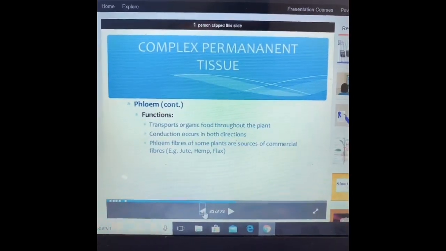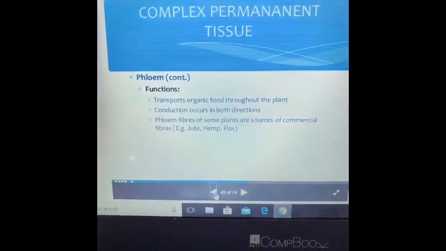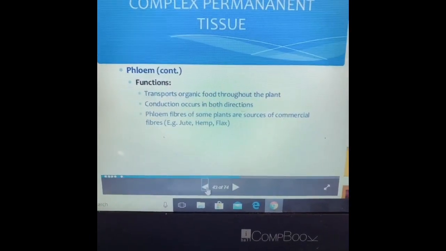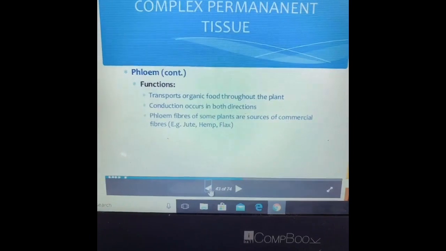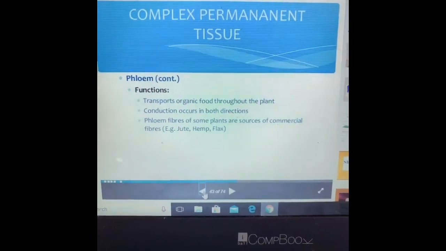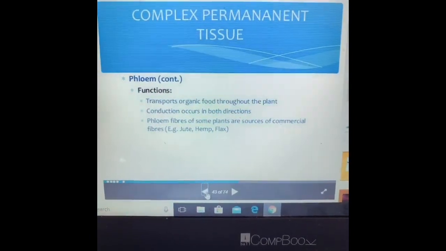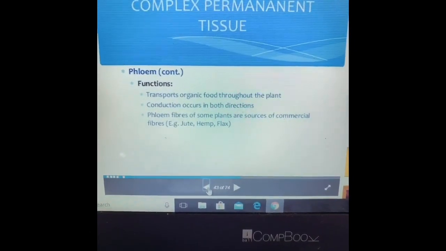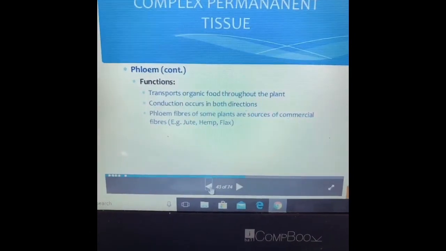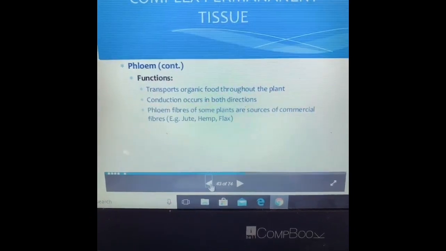Now let us discuss the functions of the phloem. Phloem transports organic food throughout the plant. Conduction occurs in both directions. This is important. In phloem, conduction of food occurs in both directions, upward as well as downward. Phloem fibers of some plants are a source of commercial fibers like jute, hemp and flax.